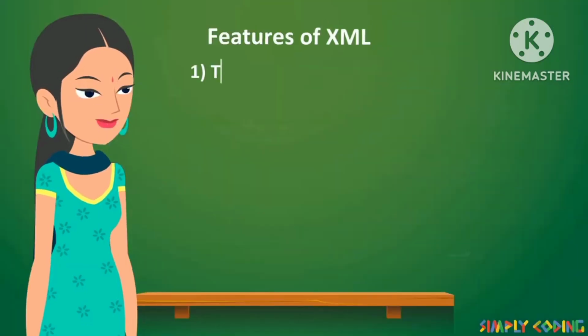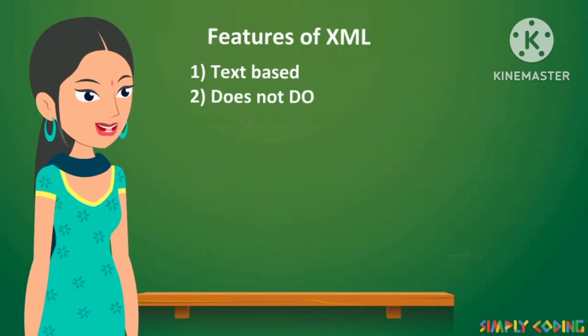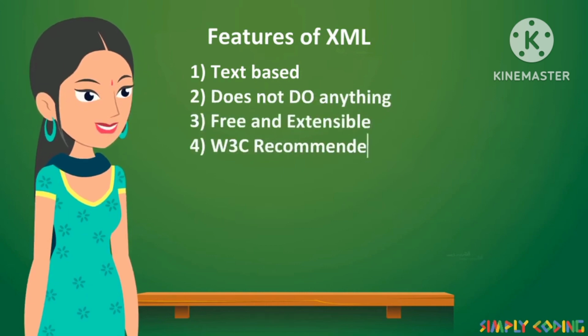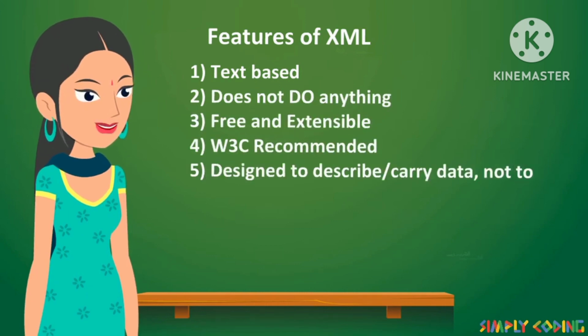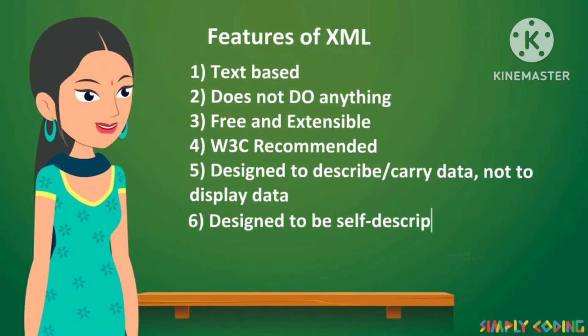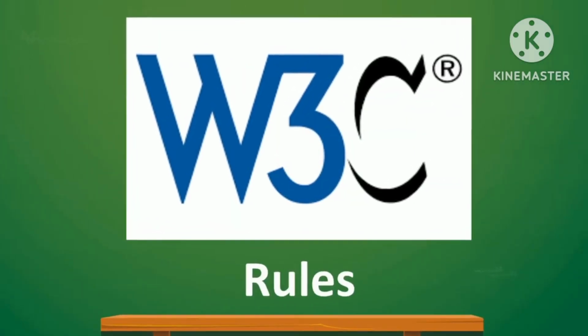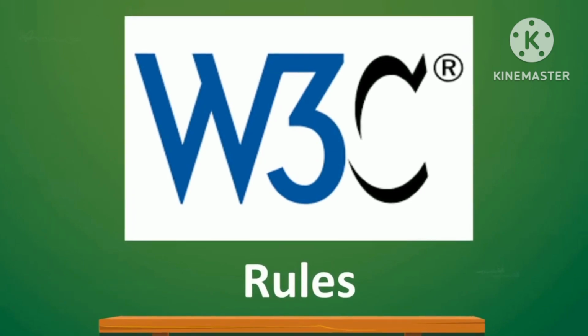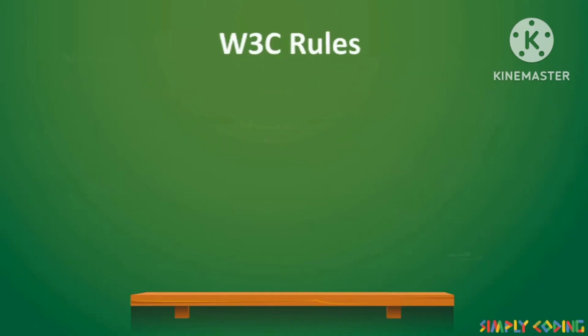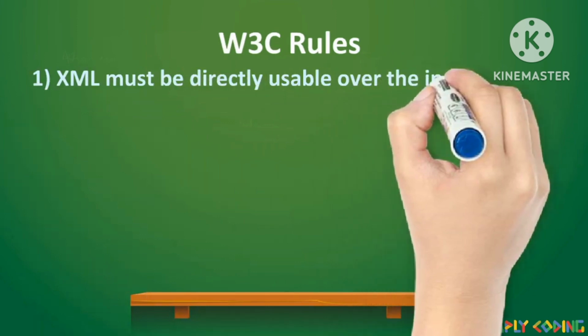Now these are the features of XML. XML is text based, it does not do anything by itself, it is free and extensible. It is a recommendation of the World Wide Web Consortium, designed to describe and carry data, not to display the data. So W3C comes in here because it has defined some rules for XML, and the W3C rules are followed here.